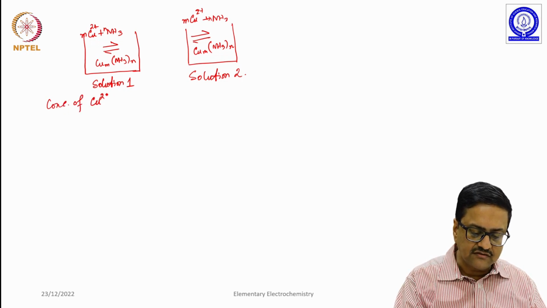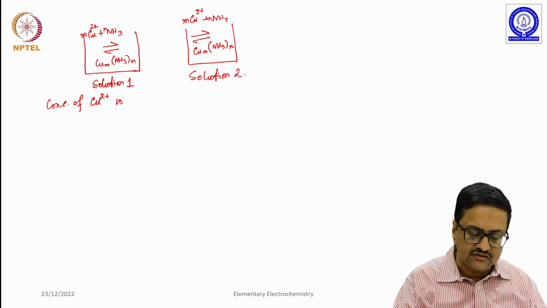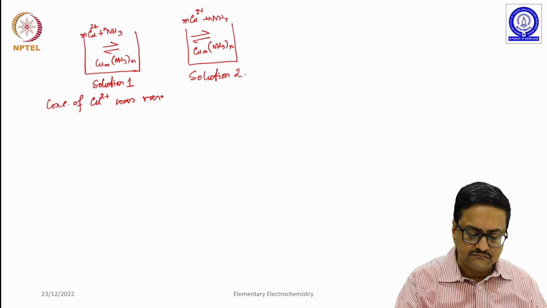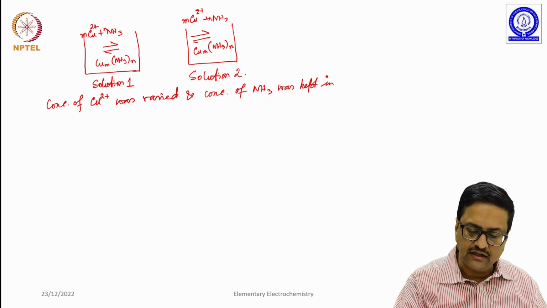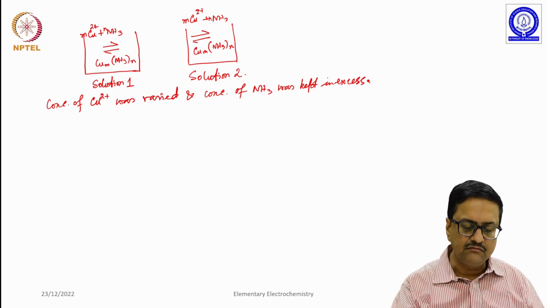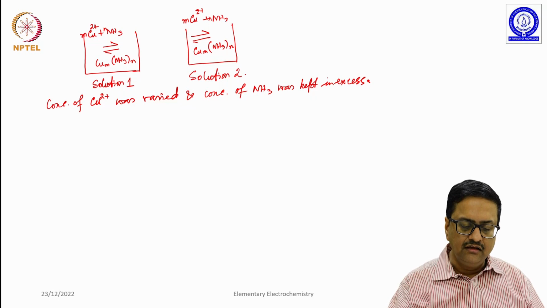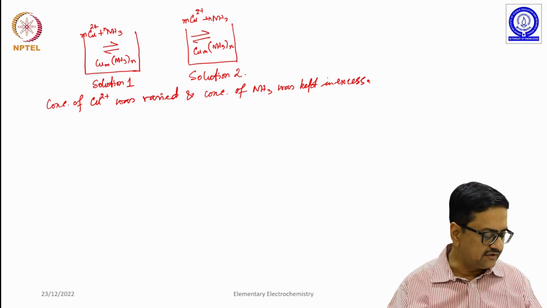What he varied is the concentration of copper 2 plus in these two solutions, and the concentration of NH3 was kept in excess, which means that you have a large amount of ammonia and whatever copper is there is almost in a complex state.